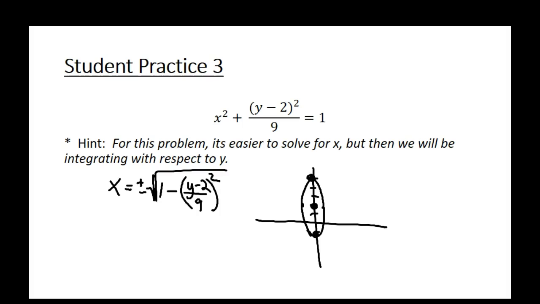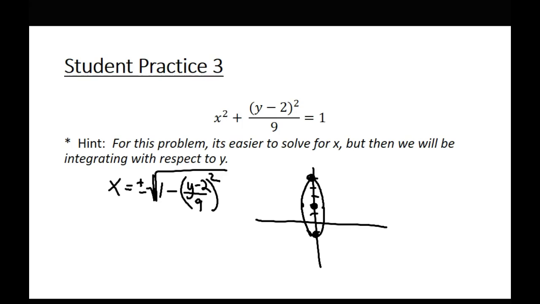So here's the graph, and here's what we get if we get the x by itself. Now, since we've got x by itself, the positive portion is going to be the portion of the graph that is to the right, and the negative portion is going to be the portion that is to the left. And we're looking to find the area between these two curves horizontally. So that means we're doing with respect to y.